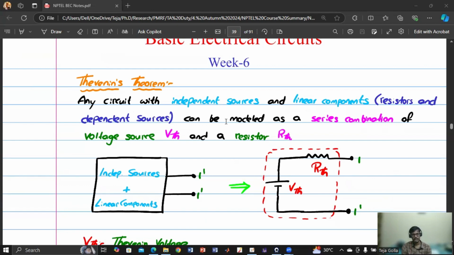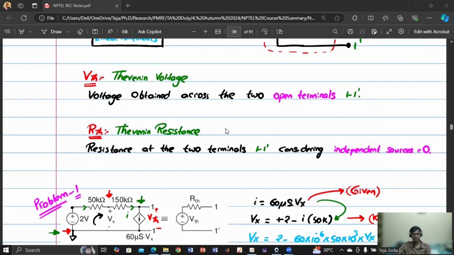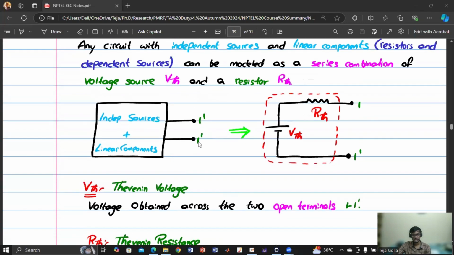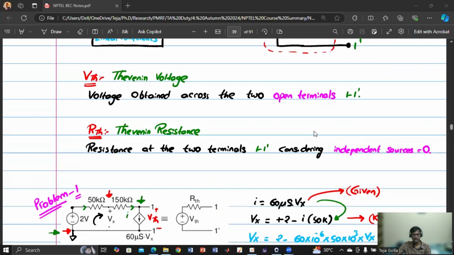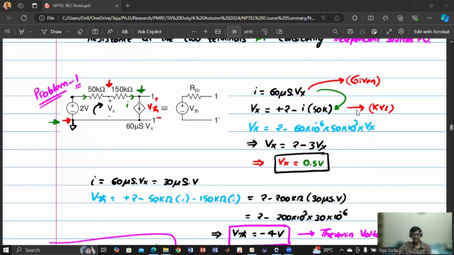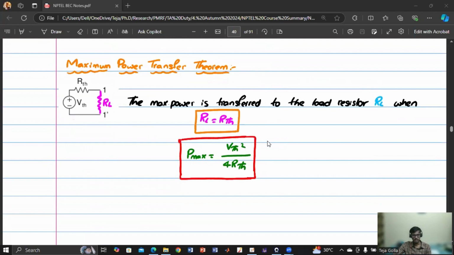We have seen any given circuit can be written as an equivalent voltage, which is Thevenin voltage, and equivalent resistance, which is Thevenin resistance. How will we obtain Thevenin voltage? It is the voltage obtained across the open terminals 1 1 dash, and Thevenin resistance is the resistance obtained at 1 1 dash by considering all the independent sources to be zero. If there is any dependent source, we cannot neglect the dependent source. Dependent source will be as it is, but independent source we have to make it zero. Then we have considered a few problems and calculated V Thevenin and R Thevenin. I'm not going into the details because the concept remains the same.